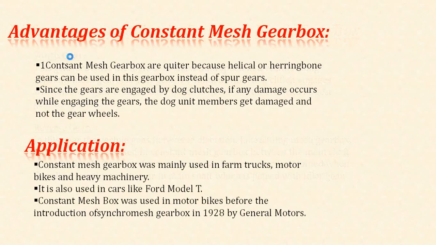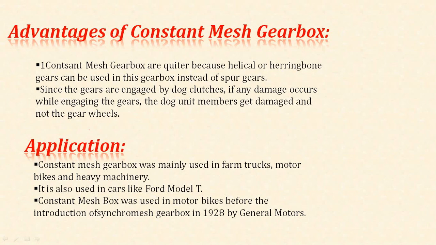This is the working and the advantages of the constant mesh gearbox. First, constant mesh gearboxes are quieter because helical and herringbone gears are used in the gearbox instead of spur gears. And since the gears are engaged by the dog clutches, if any damage occurs while engaging the gears, the dog unit members get damaged and not the gear wheels.